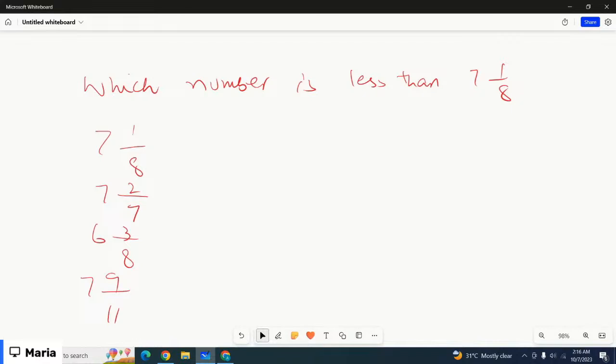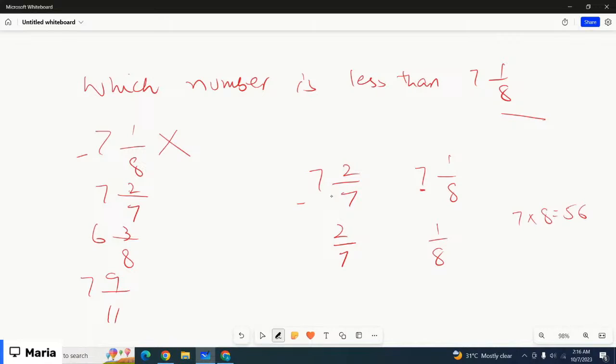How do you know which one is less than? Start comparing one by one, right? 7 whole 1 over 8 and 7 whole 1 over 8, they both are exactly equal, right? That means this is not the correct option. Now just look at this one, 7 whole 2 over 7 and 7 whole 1 over 8. They both have the same whole numbers, right? Just compare their fractional part, 2 over 7 and 1 over 8. So their common denominator is 56. 7 times 8 is 56.